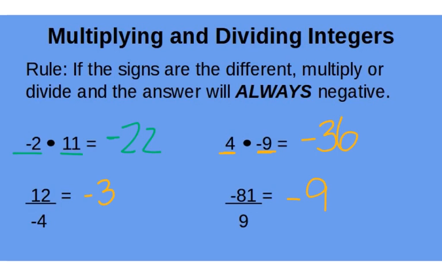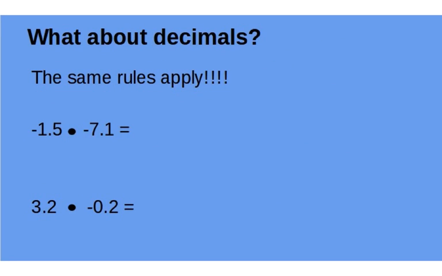If you have any questions, write that down. The rules apply to both multiplying and dividing. Oh no, what about decimals? Doesn't matter. The same rules apply. So when I look at this one, I know that my answer is going to be positive, and when I look at this one, my answer is going to be negative.